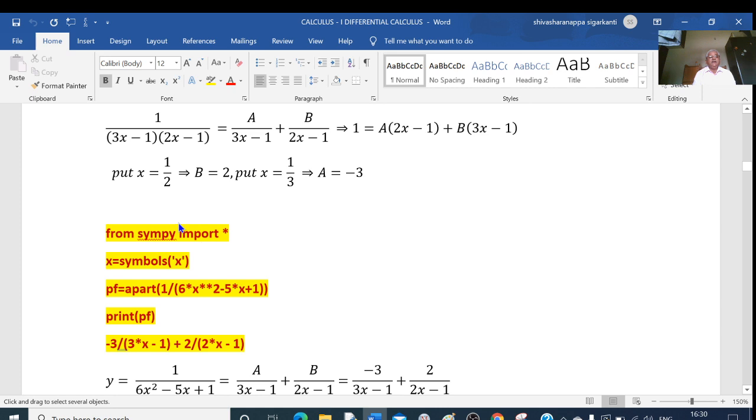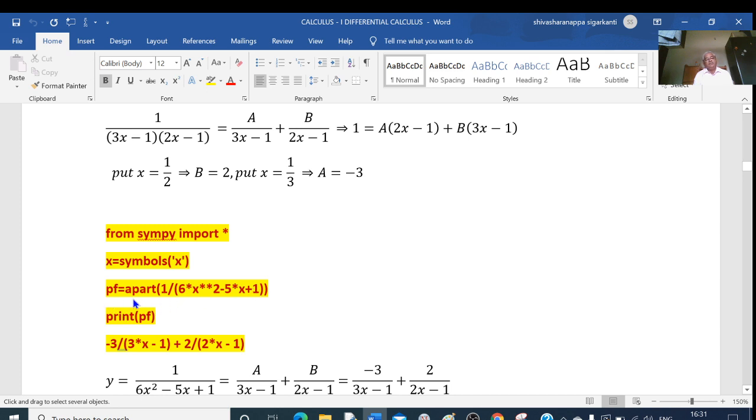And this is the Python programming to get the partial fractions. The commands are: from SymPy import star, x equal to symbols x within the quotes within the bracket. I have taken some variable name here equal to apart. This is the command apart 1 by 6x square minus 5x plus 1.